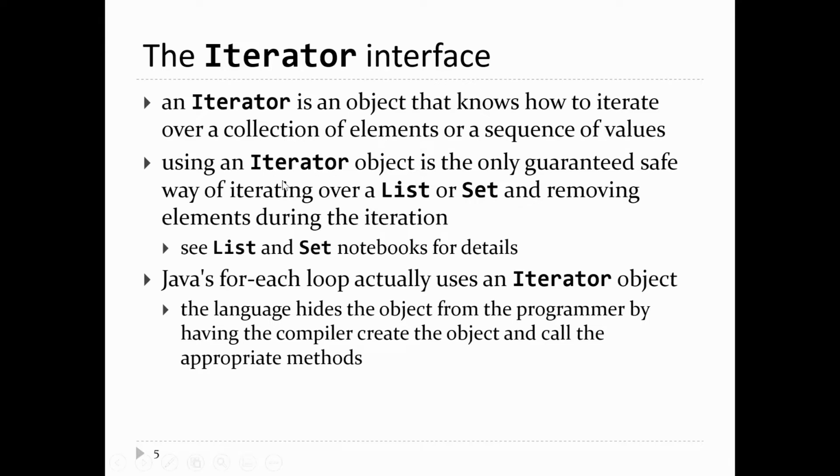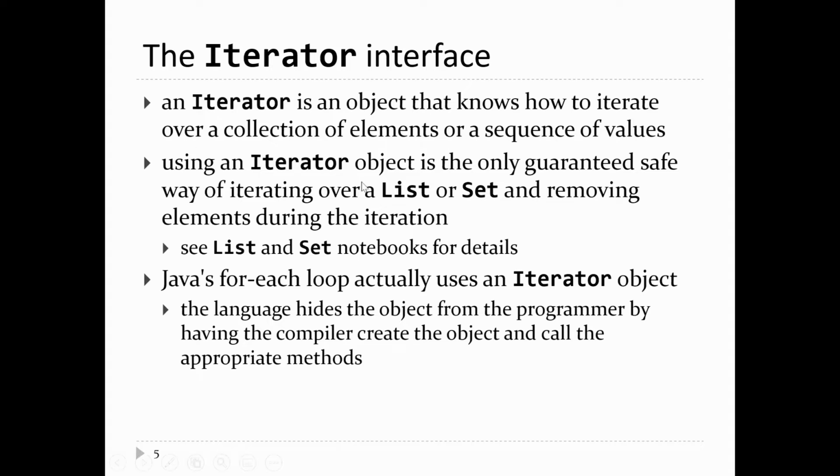If you want to loop over a list or set or a map, and you want to remove elements while you're looping over that collection, then the only safe way to do that is to use an iterator object. If you try to write a for each loop to loop over a list and remove all the elements that are, say, less than 0, that loop will probably eventually fail, and you'll get some strange exception thrown.